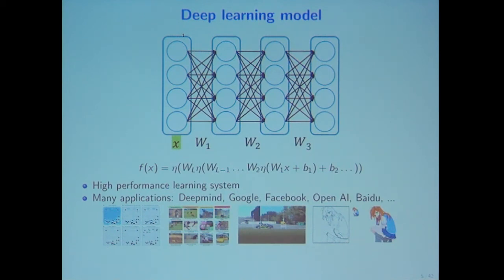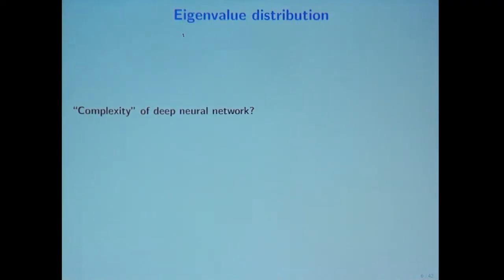But our understanding of deep learning is not so satisfactory, so we need more theories. In particular, I'm interested in the phenomenon that deep learning can generalize well despite its huge model size. So this is one question in this presentation. To answer this question, we need to analyze some complexity of the deep neural network, as given in Professor Pierre's talk.